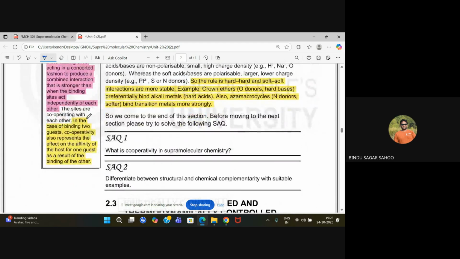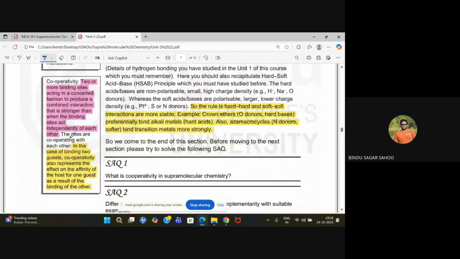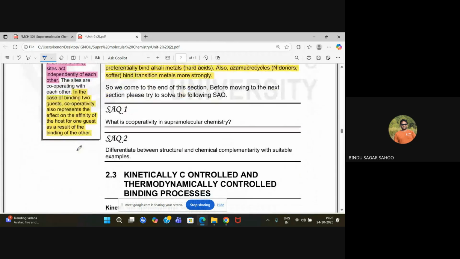You can read out here also what cooperativity is, as mentioned on the side. Okay, already we have discussed.